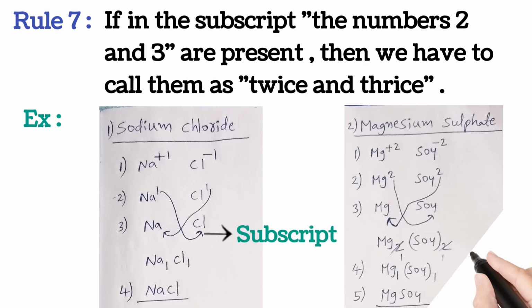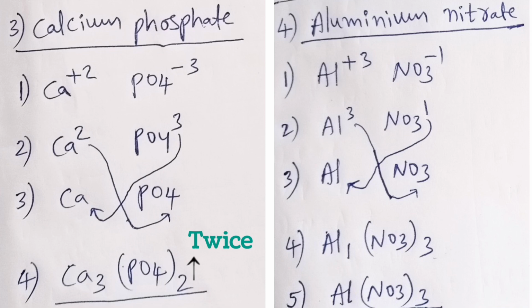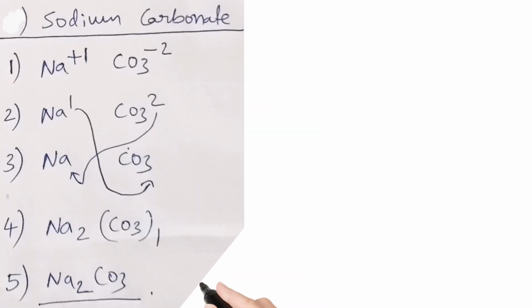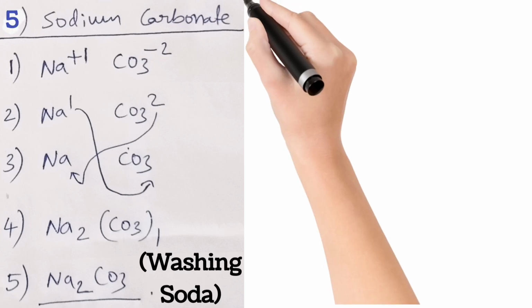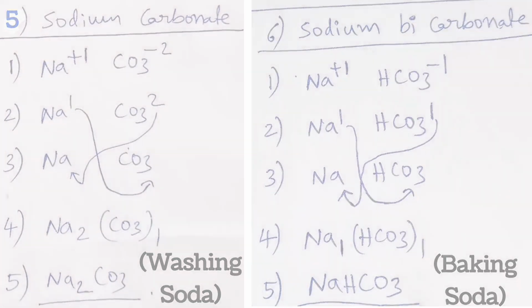In the same manner, let me do the following examples also. Magnesium sulfate, its formula is MgSO4. Next, calcium phosphate, its formula is Ca3(PO4)2, that is, Ca3 PO4 twice. Next, aluminium nitrate, its formula is Al(NO3)3, that is, Al NO3 thrice. Next, sodium carbonate, its formula is Na2CO3. It is called washing soda. And next, sodium bicarbonate, its formula is NaHCO3. It is called baking soda.